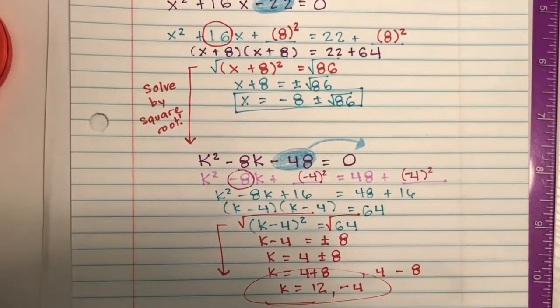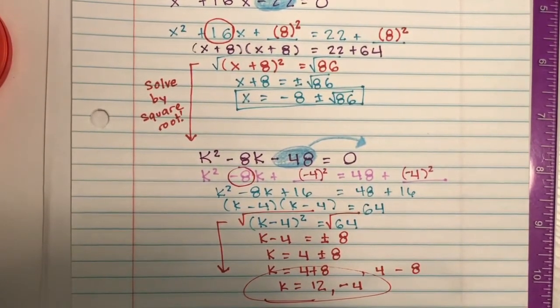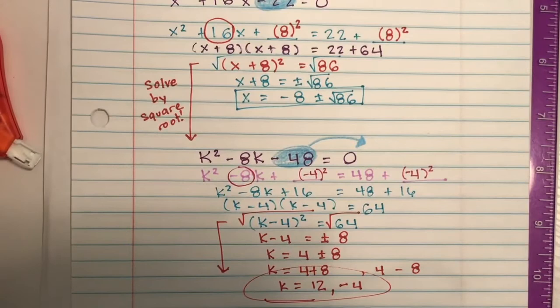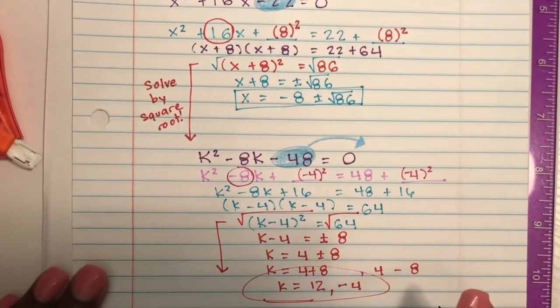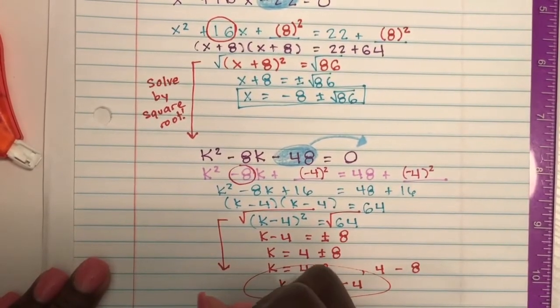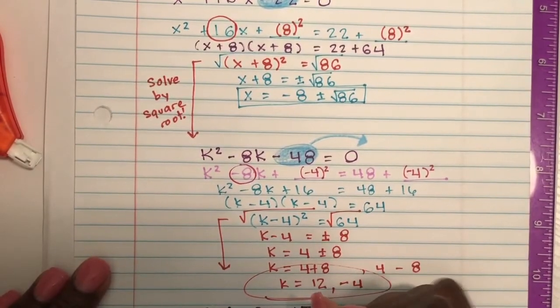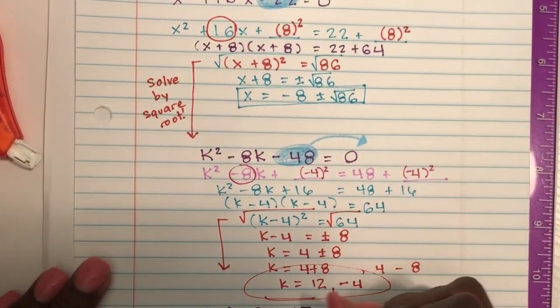Nice. All right, guys, I'm going to do a few more. I want to do some that require us to factor out a number at the very beginning. All right, so here's one of my last problems I'm going to do. Let's do 2x squared plus 2x minus 17 equals 0.